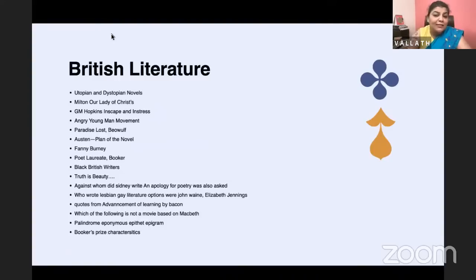Which of the following is not a movie based on Macbeth? Do you remember that, Ankita? Okay, so I didn't get any movie question in my shift, but palindrome, eponymous, epithet, epigram, these terms were there in my shift, and these questions were a cakewalk for us because we did so many literary terms in your sessions, in both paid class revision sessions and all. So all these literary terms were a cakewalk for us.